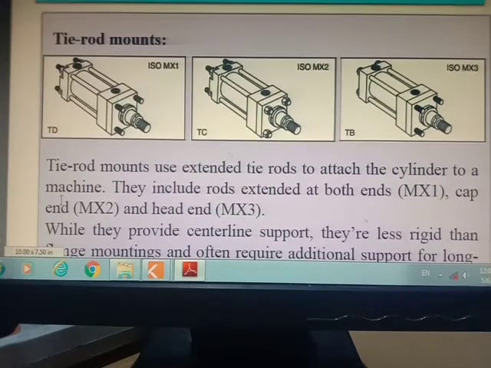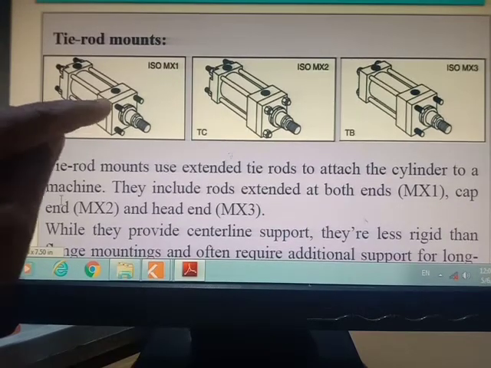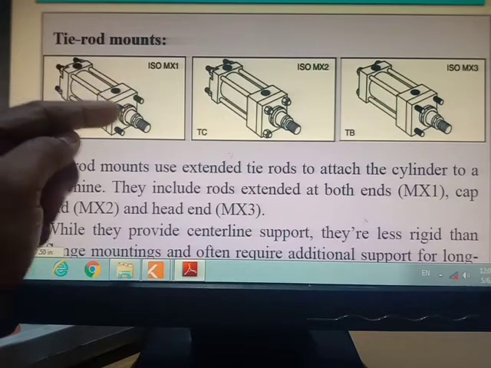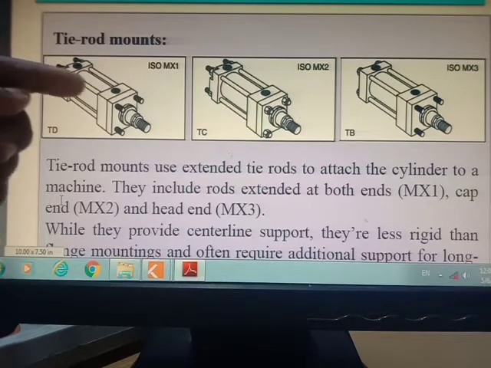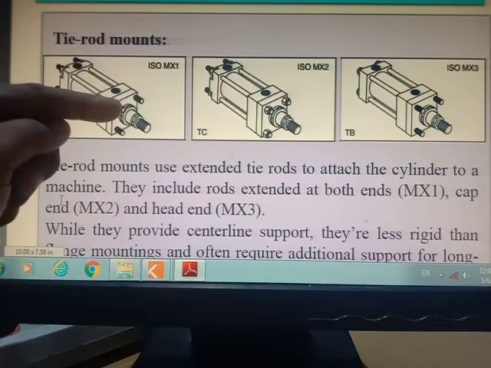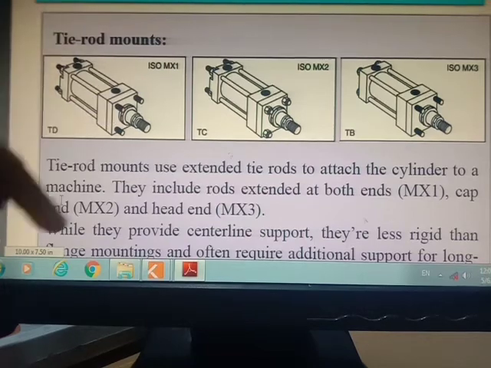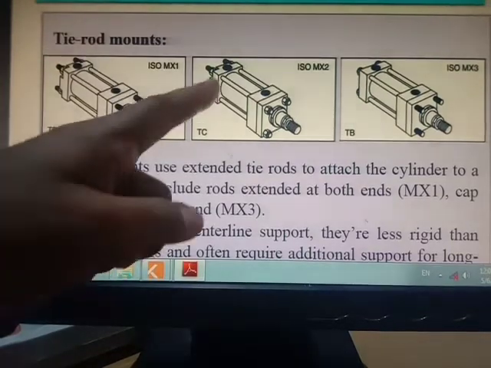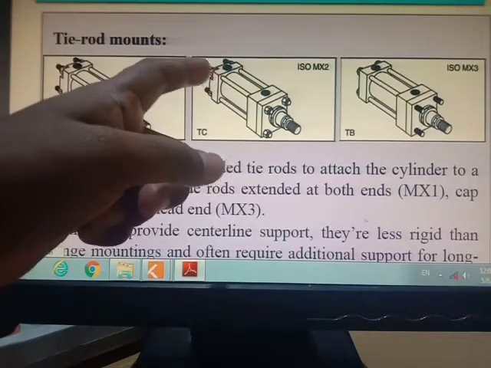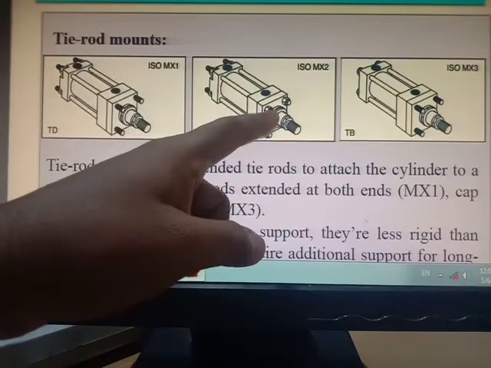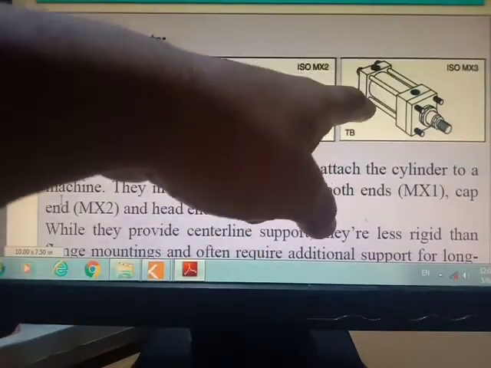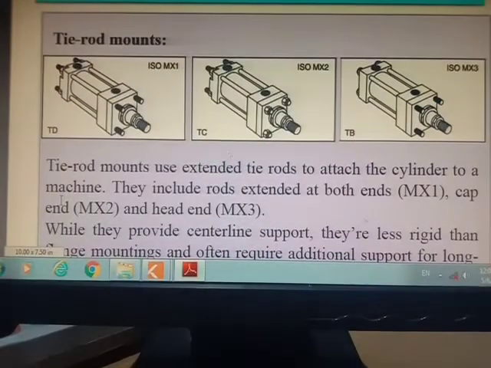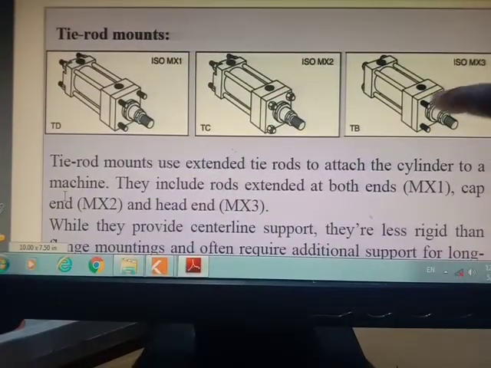Tie rod mounts use extended tie rods to attach the cylinder to a machine. They include a rod extended at both ends. This means these rods are extended on both ends, at the rod end as well as on the cap end, and they can be mounted from this side and from this side. And MX2, in this category, the tie rods are extended on the cap end side. So only on this side the tie rods are extended. From here you can see they are blocked, and in this case, on this side, they are extended on the rod end side.